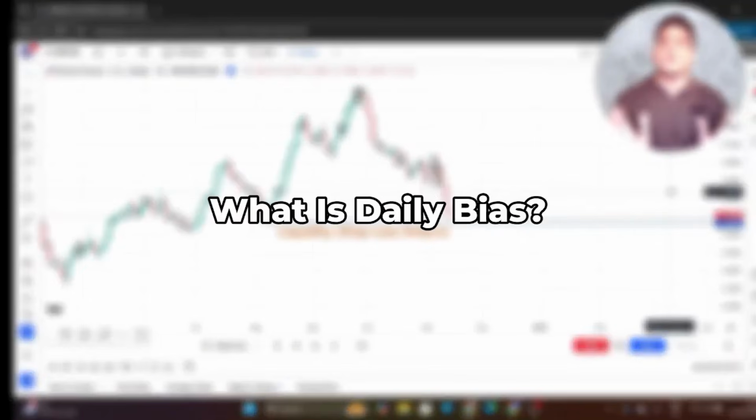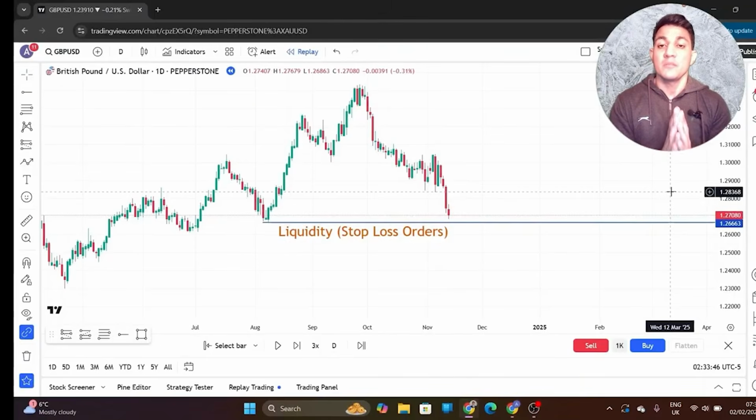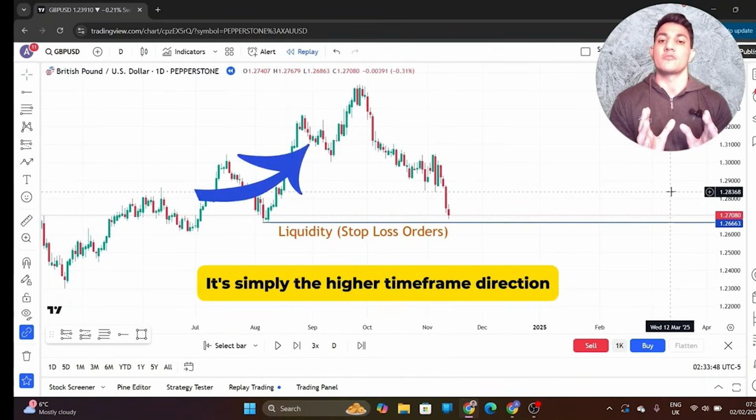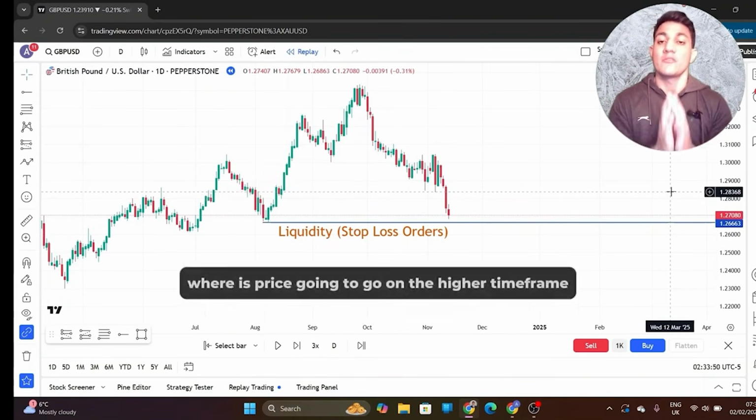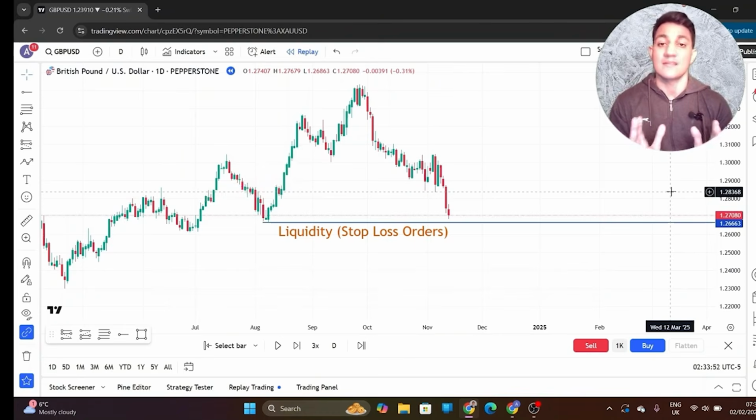Okay, so what even is daily bias? Daily bias, in its simplest form, is just a higher time frame direction. It literally is, where is price going to go on the higher time frame? That's it. It's that simple.